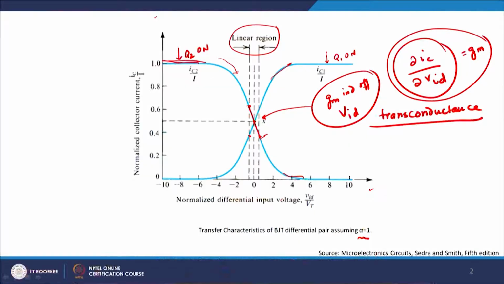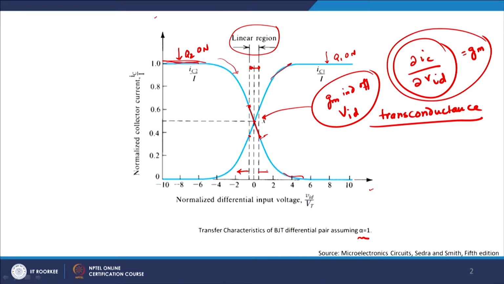To improve this linear region, the problem, if you look very carefully, is that the linear region is only restricted by this much amount of VID, hardly of the order of a few millivolts, right. So, typically if you want to make more realistic differential amplifiers, you have to increase the linear region of operation, which means that you need to increase this and shift it to both the right hand side and left. How do you do it?